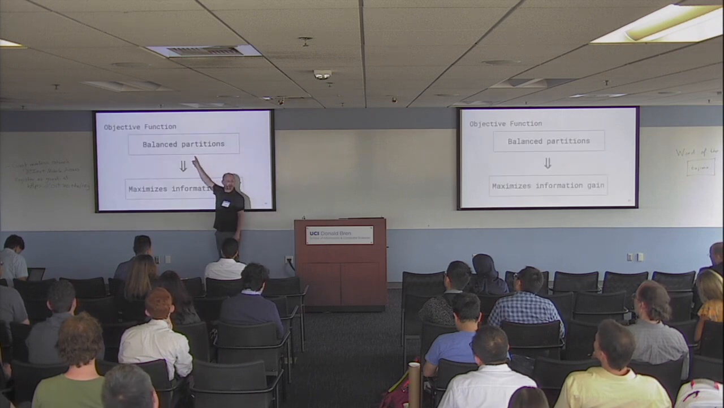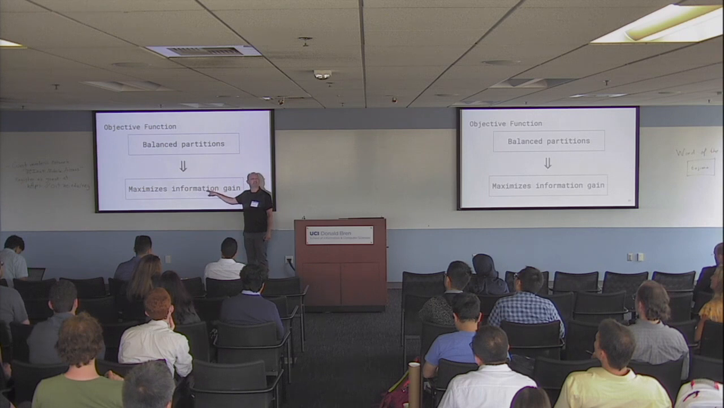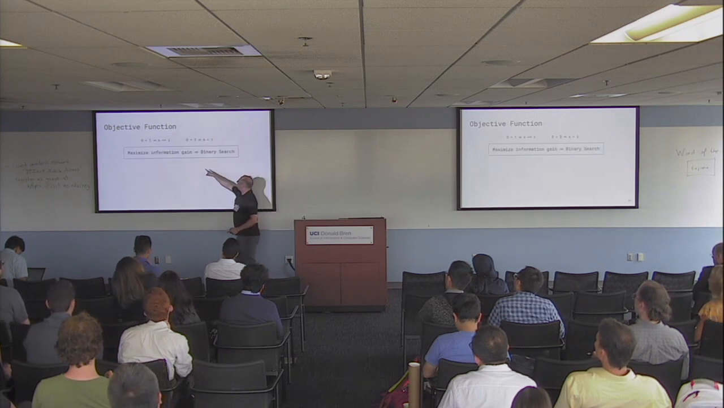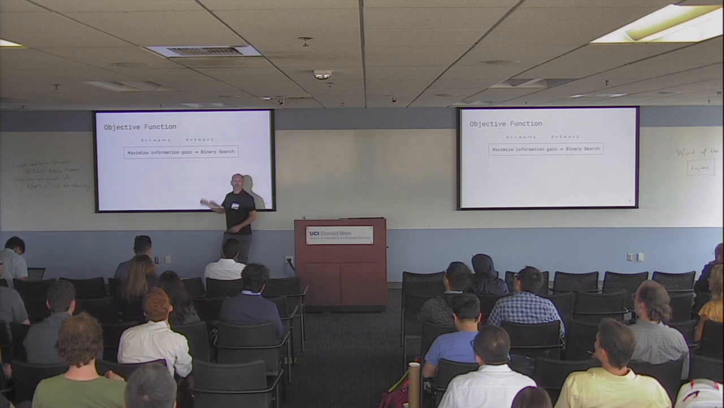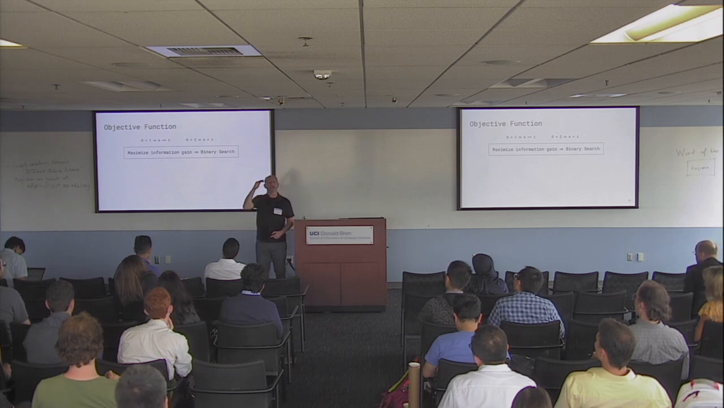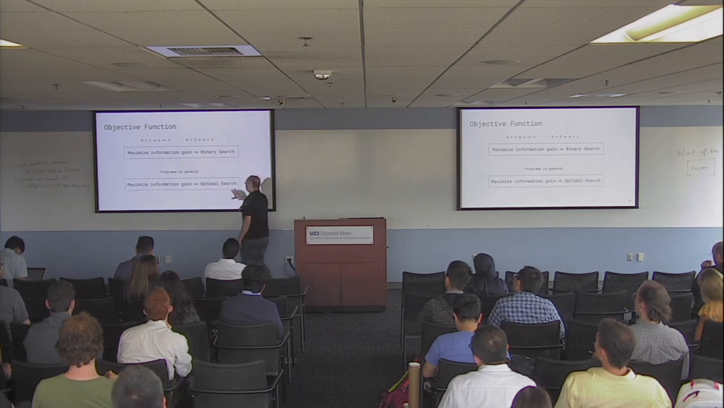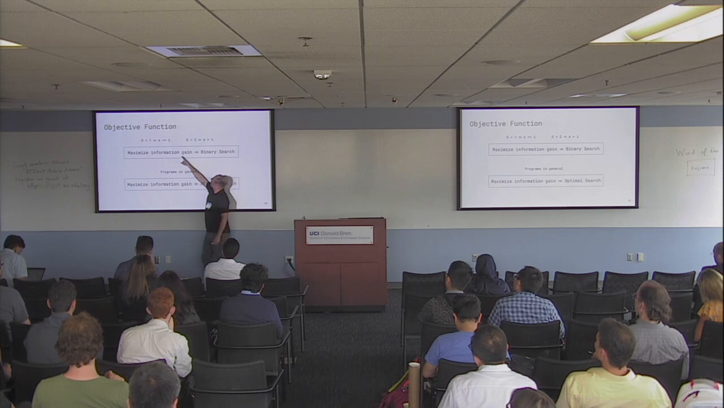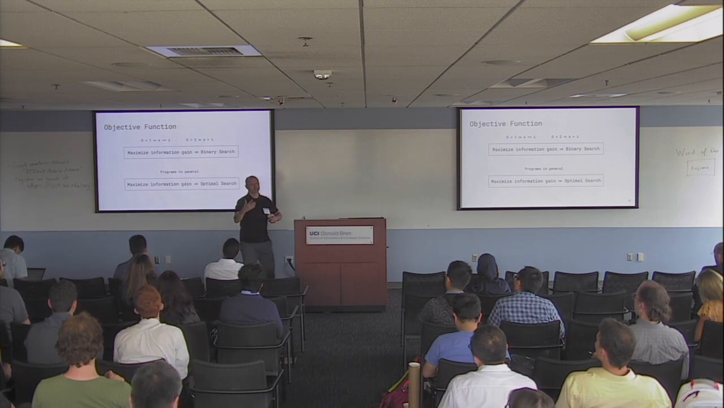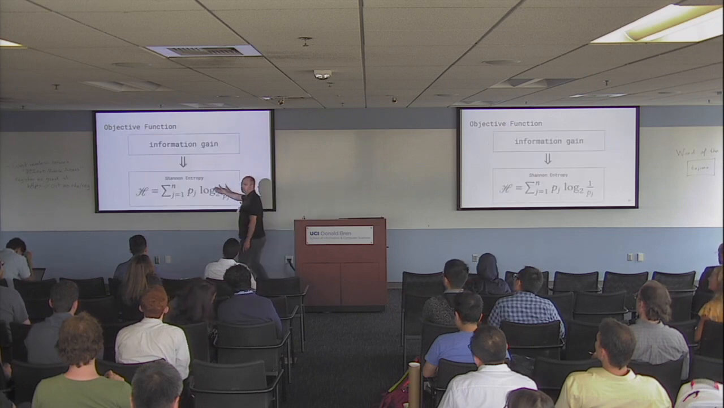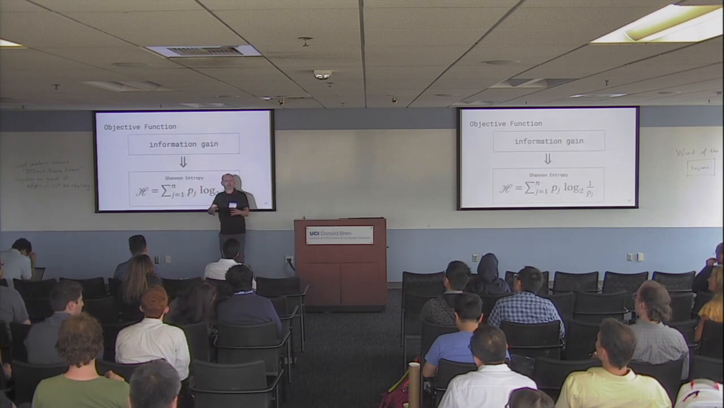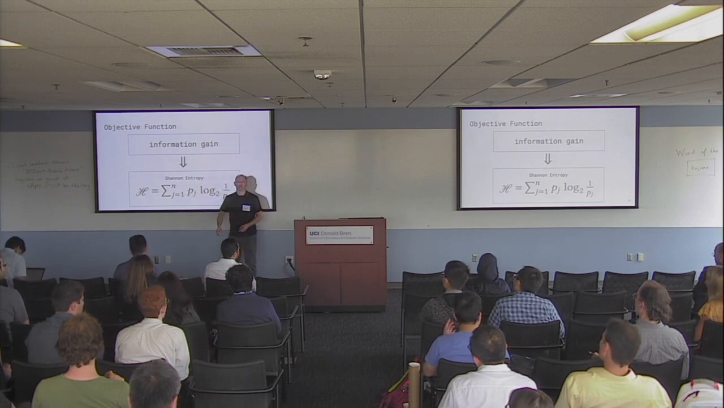If you balance the partition, you get the maximum information gain. And actually, maximum information gain leads to binary search. Binary search is an instance of a more general idea, which is maximizing the information gain. This is the predicate for binary search. We can do this for any kind of predicate, maximizing the information gain. And actually, it comes from Shannon entropy. So you can infer binary search from the entropy formula.